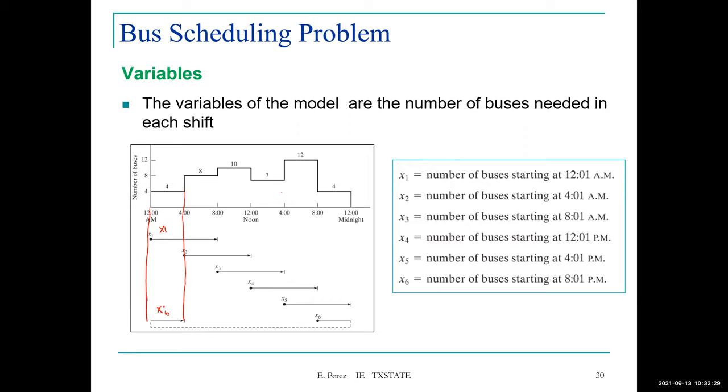Same thing if you look at another time period here. The buses that are running there are the ones that started at 8 and the ones that started at noon. So if you want to meet that requirement of 7, it has to be met by those buses that started at 8 and the buses that started at noon. And that process is repeated for each 4 hour period. Like if you go from 4 to 8, the requirement is going to be met by X1 and X2.